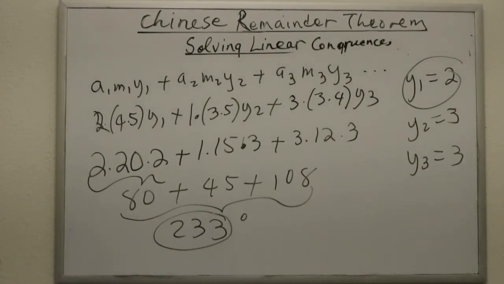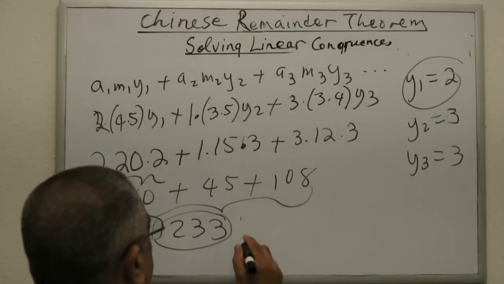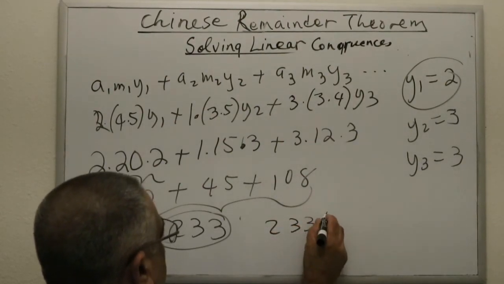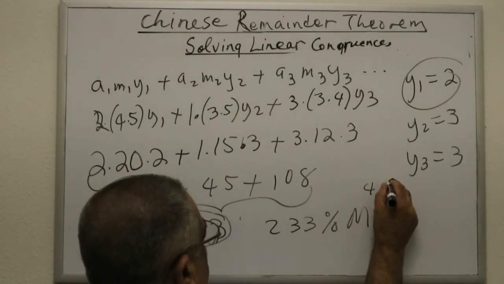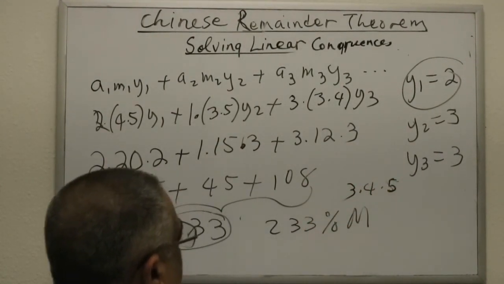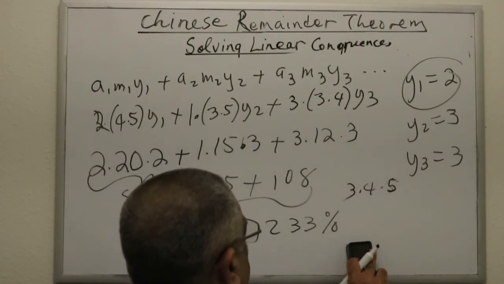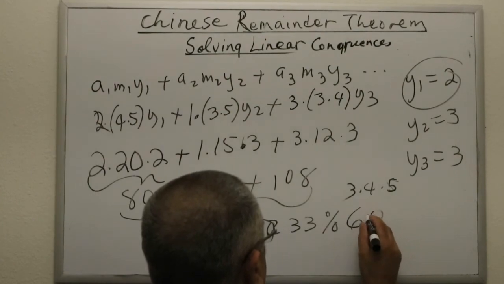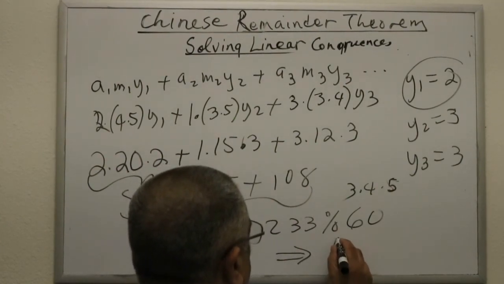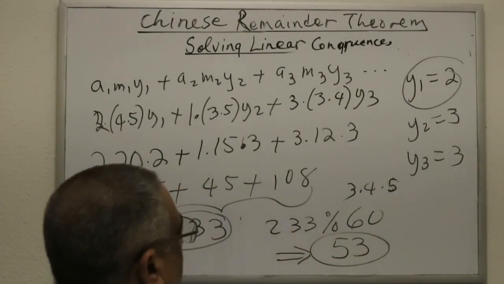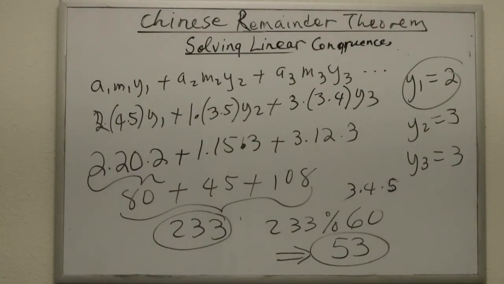So now, what's the minimum value of that? I'm going to take this number, 233, and mod it with m. And remember, m is 4 times 5 times 3, and that is 60. So 233 mod 60 gives me an answer of 53. So this is the minimum number of golf balls in the bag, and this is how we solve this linear congruency using the Chinese remainder theorem. Thank you.